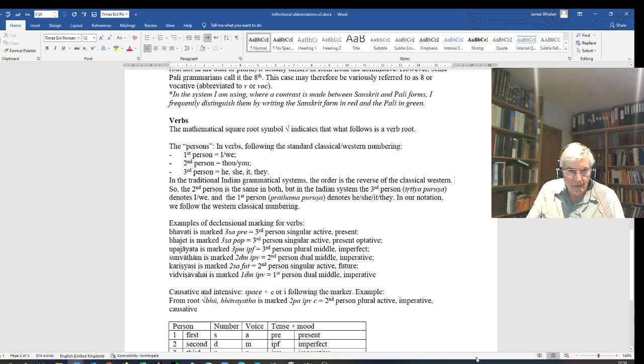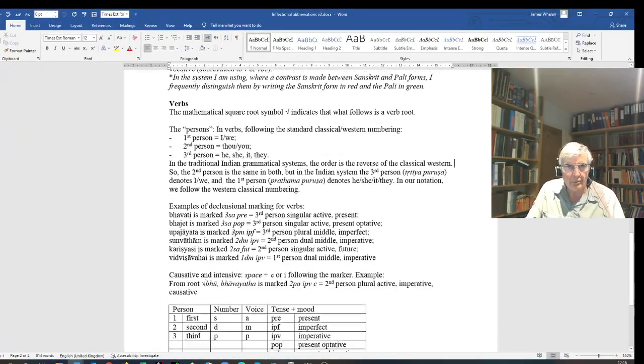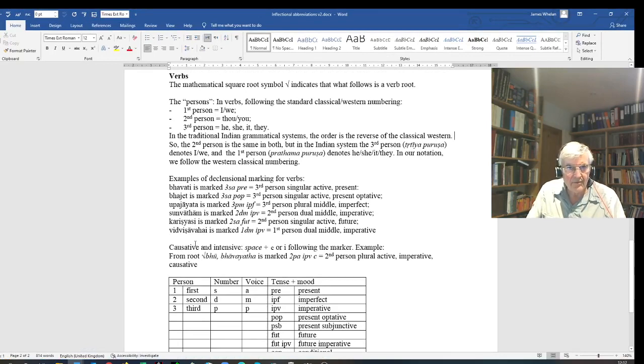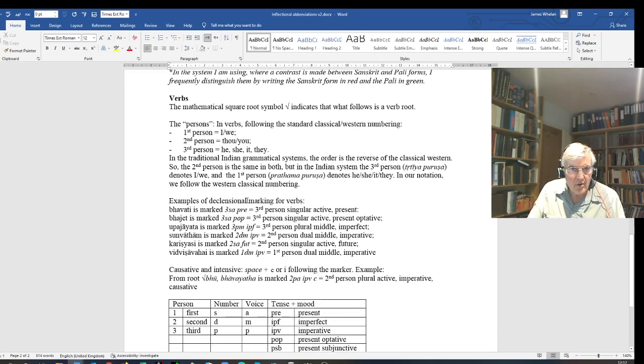So here, in common with another very good system which I've actually borrowed this from, which you will learn about in due course, hopefully, I've used the Western notations first that we're used to, first person, speaking in the first person, meaning I, and so on. So here, under these examples, you see examples of marking for verbs.